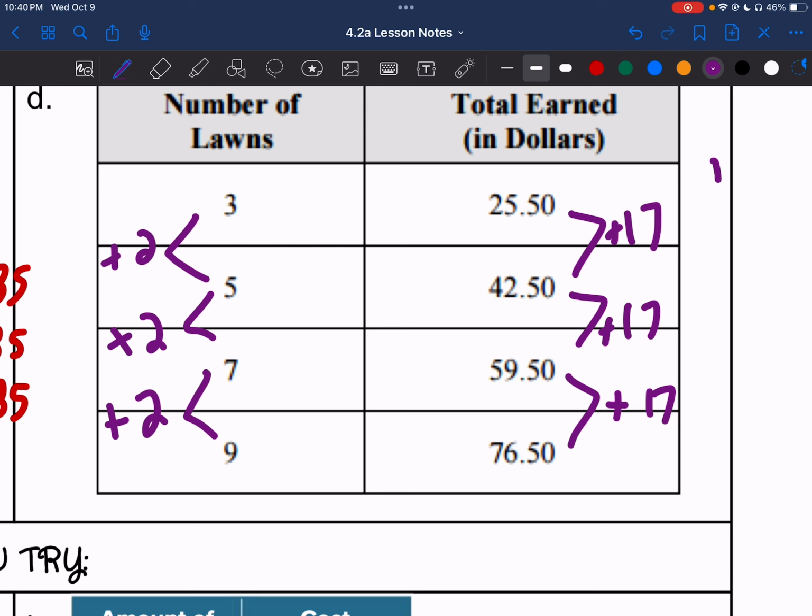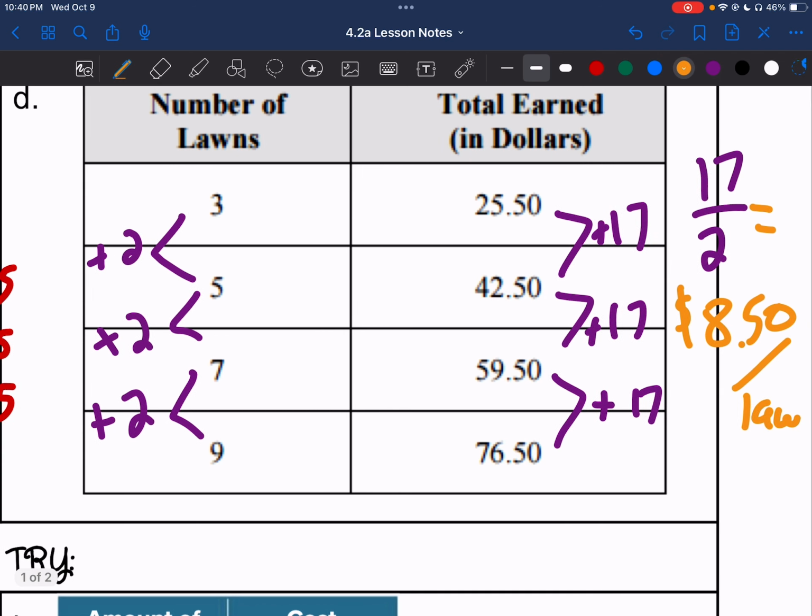So when I do the math on this, we have 17 over 2, and we're going to go ahead and do that division, and that is going to be equal to $8.50 per lawn.